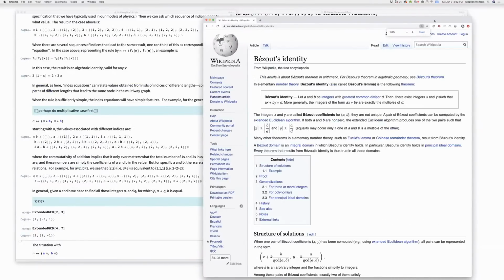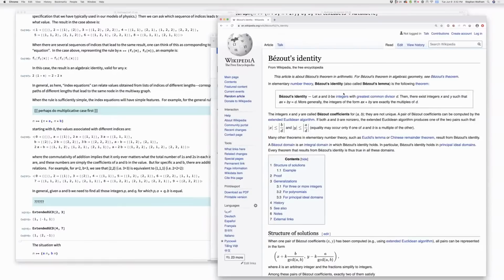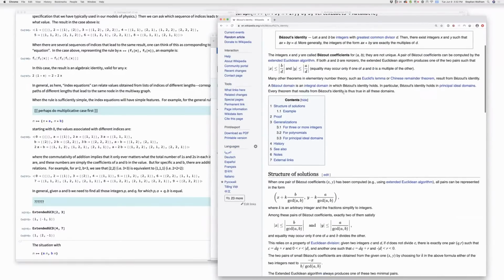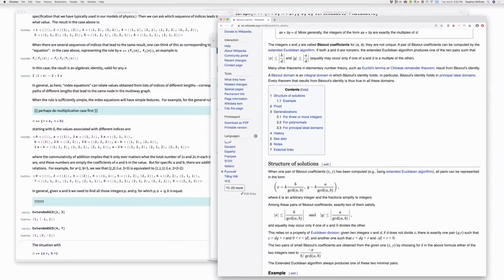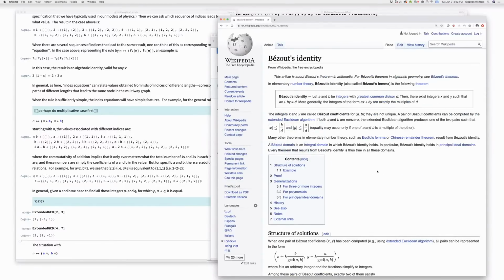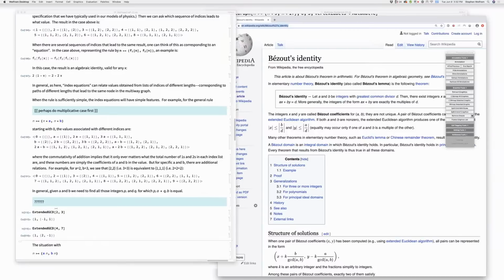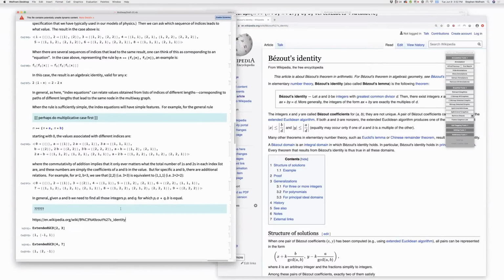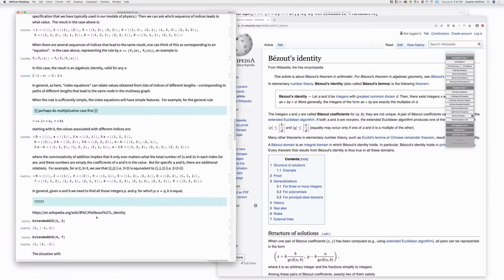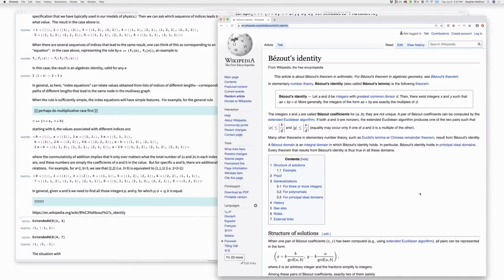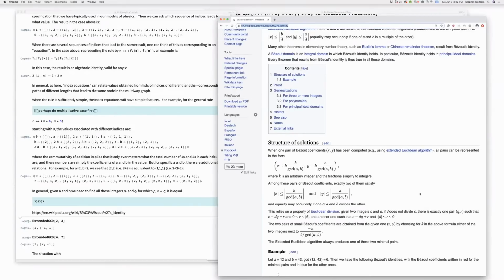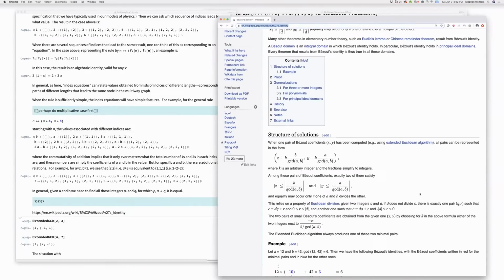Oh, the reason 28 didn't work is you didn't include 0. It was the LCM. Okay, all right. Using extended GCD, all pairs can be represented. So extended GCD is giving you one pair x, y, and then Bezout's identity is telling you how you get all pairs. For any arbitrary integer k, you take one coefficient and add k times b over the GCD, and take the other coefficient and subtract k times a over the GCD.